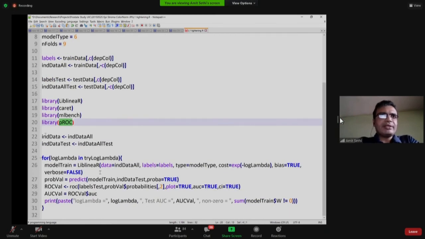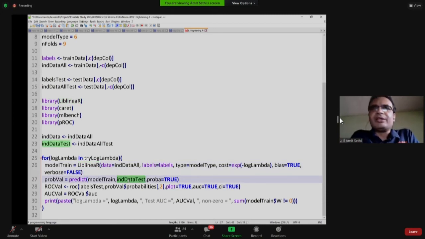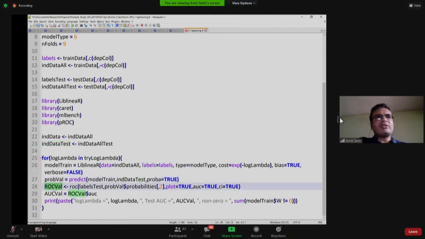Okay, so I take all these libraries and then I am running a loop over all these log lambda. So in 30 steps, the one that I showed you above. And within that, I will first train the model on everything except one fold. And then I will predict it on the test fold, which I did not use for training. And then I will compute the ROC AUC, the area under curve value, of the held out fold, and I will print it out, and then ultimately I will compute the average of it and find the model that gives me the best average.